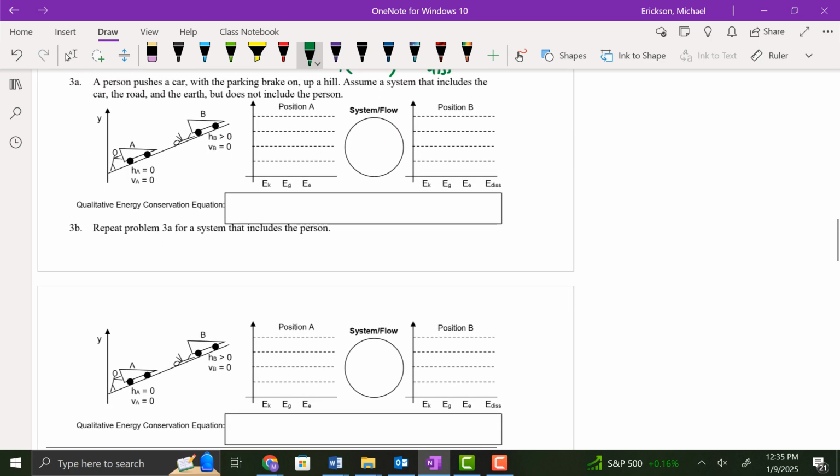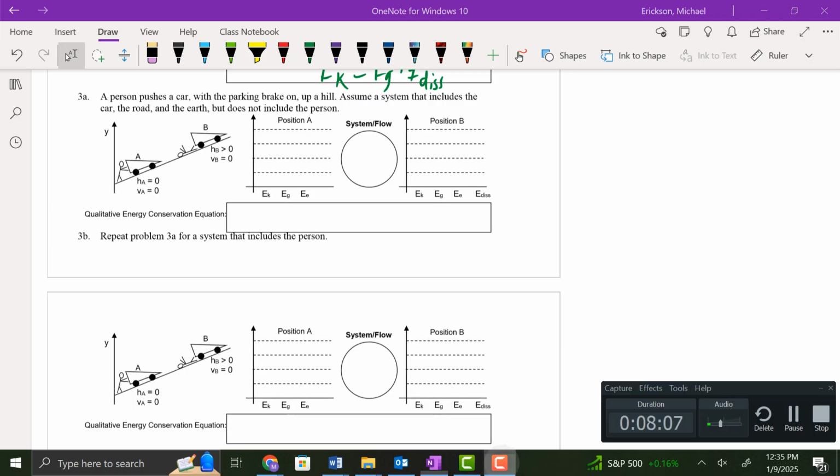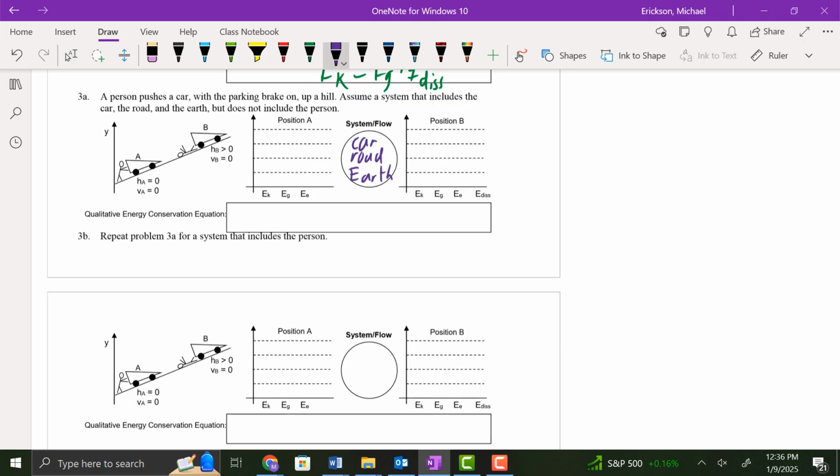All right, let's see how y'all do on 3A and 3B. I'm actually going to walk through this one by one with y'all so that we can help each other out. So the system here is car, road, and earth. There's this person here. H is 0, V is 0. So we have no EK, no EG, there's no spring, no EE. But we're going to end up with what looks like a lot of height, and it's not moving, so no EK, no EE again, and no friction, so no EDIS. All right, so we're going to end with all EG.